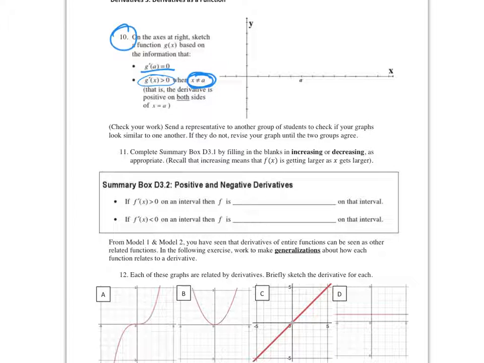Some kid did the same thing, but they did it a little bit higher up. So at a, the slope is 0. It doesn't matter where it is up and down, so long as the slope is 0. Okay, at a.